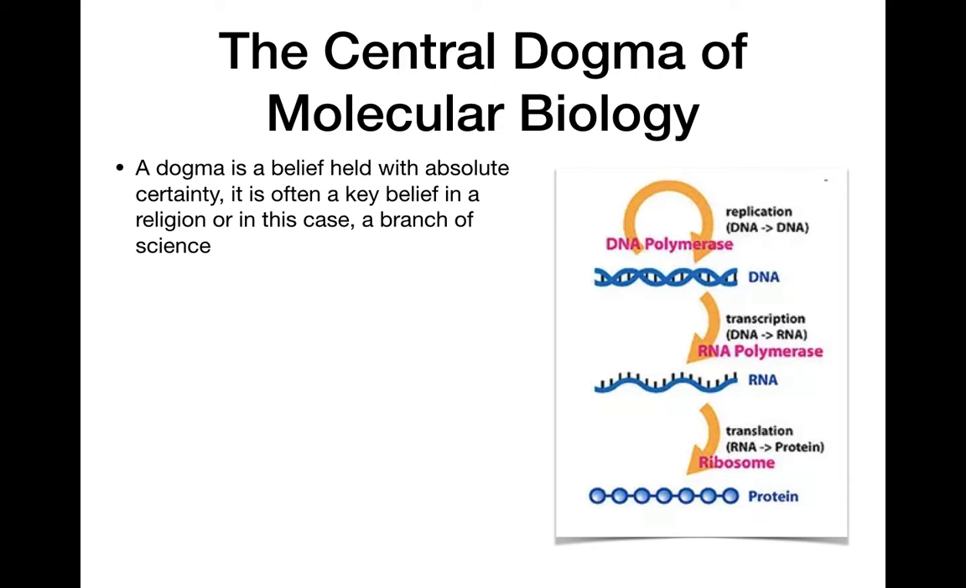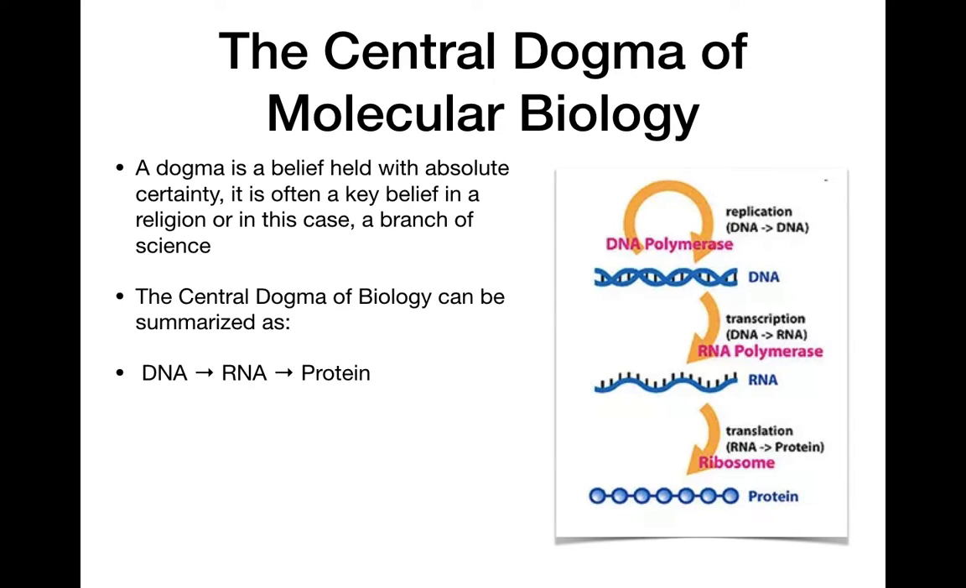It's also such a belief held in the branch of science. So the central dogma of biology, something called molecular biology, is that DNA will then become RNA, which then becomes a protein. So this idea of those processes, that flow of information and how cells build things, is such a key part of biology. It's called the central dogma.